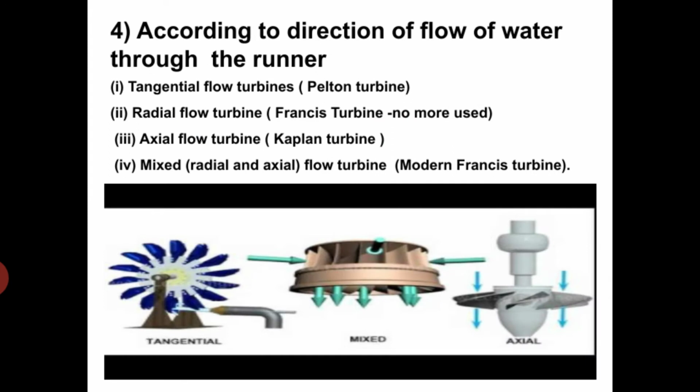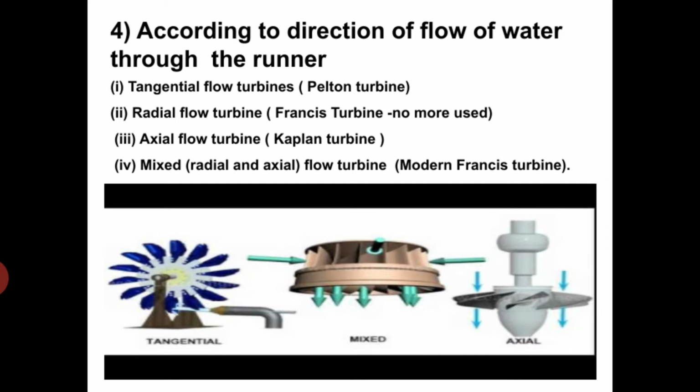And according to the direction of flow of water through the runner, the turbines are classified as tangential flow turbine, example is a Pelton wheel; radial flow turbine, that is a Francis turbine, that is no more used; axial flow turbine, that is a Kaplan turbine; and mixed, that is radial and axial flow turbine, that is a modern Francis turbine. You can look at this picture where I mentioned all three types of turbines: tangential turbines, mixed turbines, and the axial turbines.